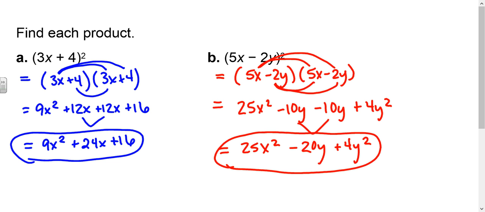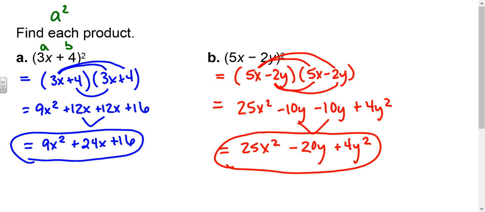Okay, now if you take a close look at these, there are patterns that happen on both of these examples. Okay, I'm squaring it, right? So I always take the first one times itself, right? So really it's like I took the first number and I squared it. So we'll call this number A and we'll call this number B. Okay, so for this one, I took A and I squared it. I took this number and I multiplied it by itself.